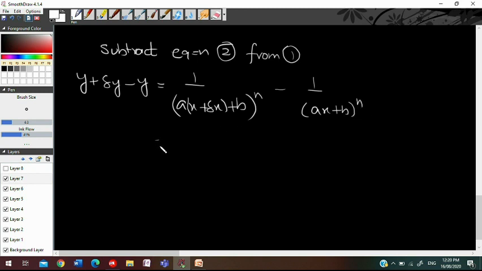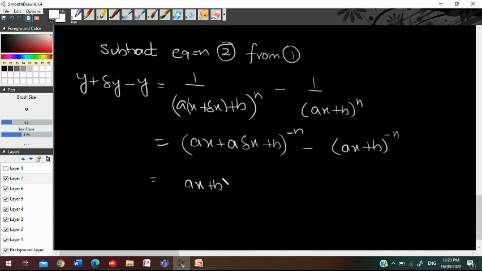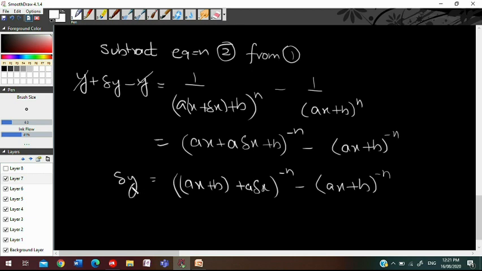If we write this term as (ax plus a del x plus b) whole power minus n minus (ax plus b) whole power minus n, and simplify it further, ax plus b will become our first term and a del x is our second term. So minus n, and here y is cancelled with y and we get del y. Now we apply the binomial theorem.